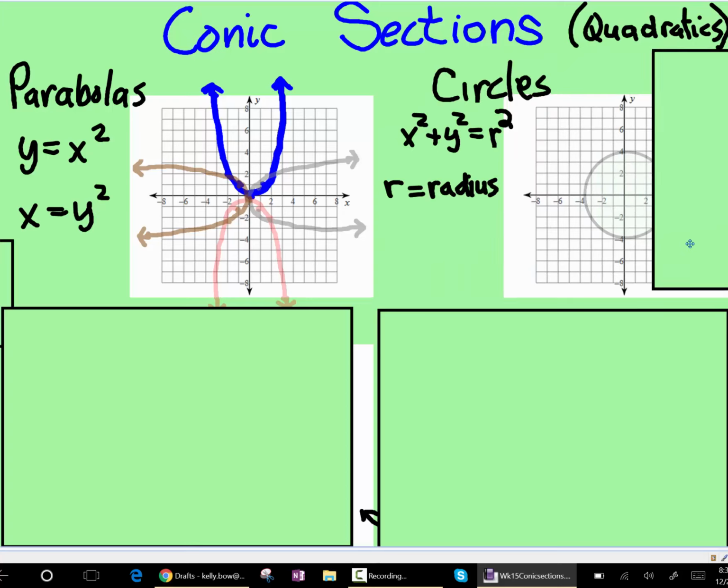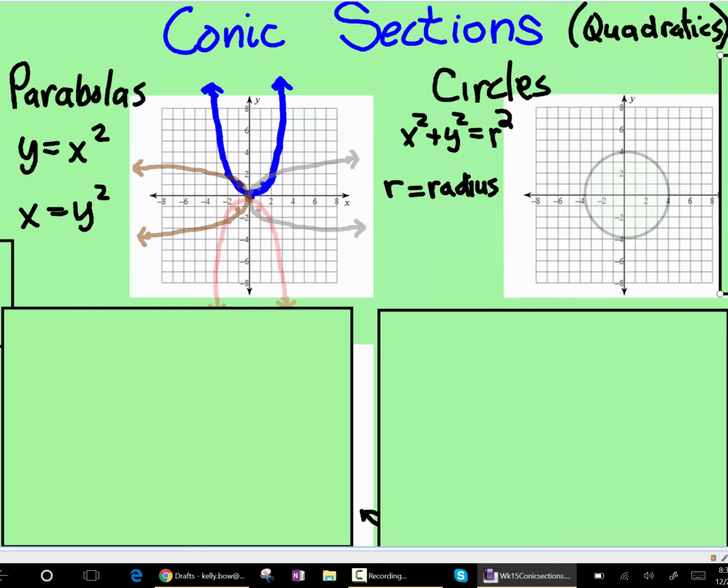All right, the next conic section is circles. These are kind of the easiest conic section. X squared plus y squared is equal to r squared, where r is the radius. So if you take the square root of that r squared, that tells you how far to go up, down, to the left, and to the right, and then you can draw your circle. Okay, so the circle formula is x squared plus y squared is equal to r squared.